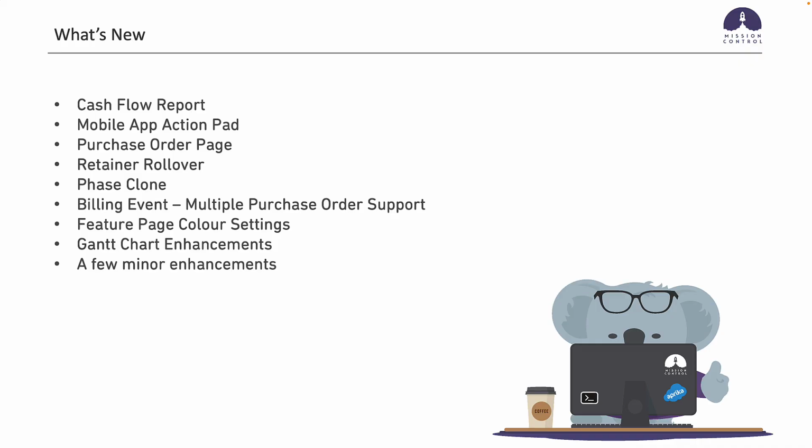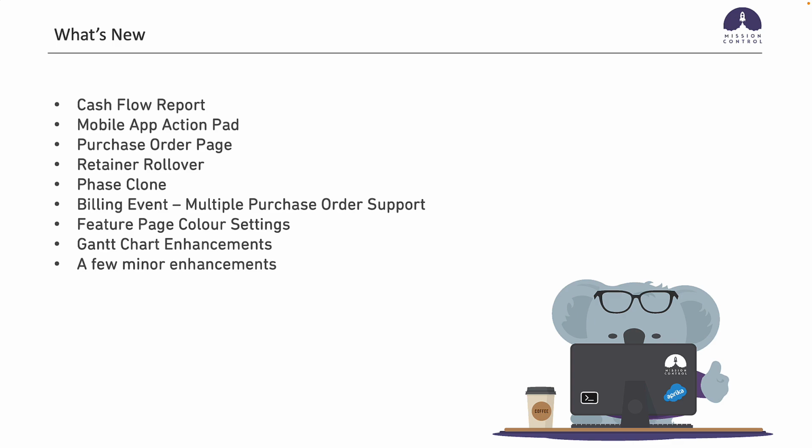So running down the list, we've added in a cash flow report. We've introduced a new mobile app page that gives you access to the action pad. We've introduced a new page that allows you to manage the purchase order items and expenses all from one interface. Introduced the ability to roll over unused retainer amounts for set periods of time. Similar to all of our other clone pages, we've introduced a clone page at the phase level, so you can clone a phase and all of its related records.